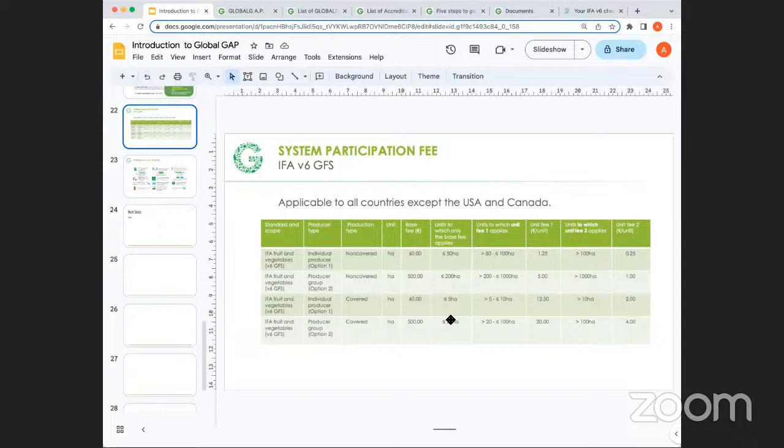Thank you. Okay, thank you. So actually, for production type, non-covered versus covered, I actually do not know that. So we can get back to you on that one. The difference in this table, what they mean by covered or not covered. Sorry, I don't have that one right now.